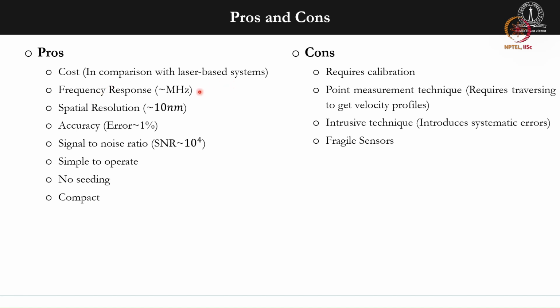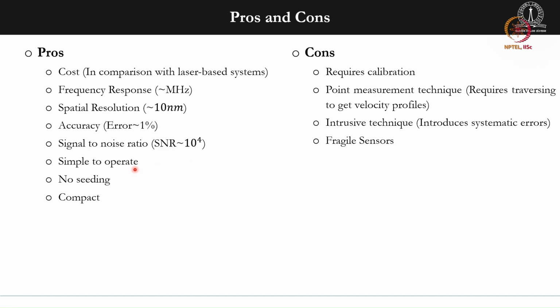So we get very high temporal resolution, and spatial resolution can also be very high. This depends upon the diameter of the probe, and today hot wire anemometer probes as thin as 10 nanometers are available, so we can get very high spatial resolution as well. Additionally, the accuracy of hot wire anemometer measurements is very high. The error can be as low as 1%, and a signal to noise ratio of 10^4 or greater is very typical of hot wire anemometer measurements.